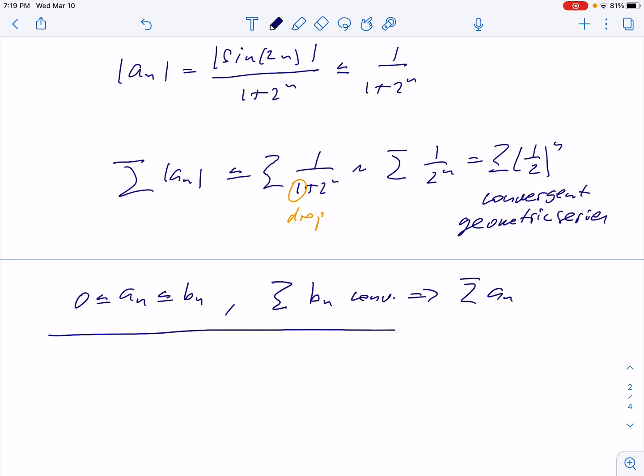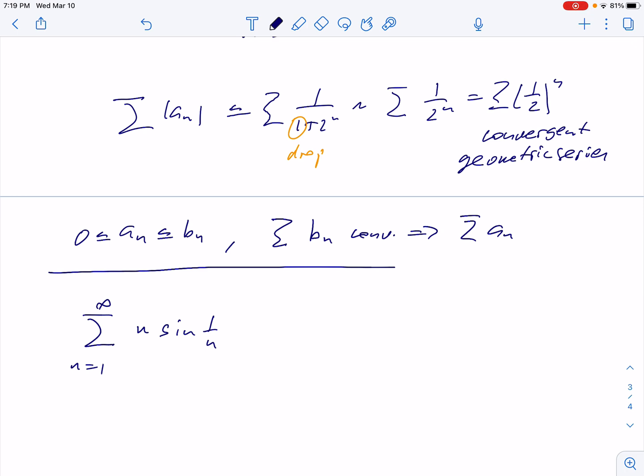Now look at the next example. We have series n times sine 1 over n. N goes from 1 to infinity. Again, this sine. This time I'm not estimating the sine. It doesn't give you anything. If you take absolute value of this sine that is less or equal to 1, it doesn't help. You'll get the divergent series because of this factor n.